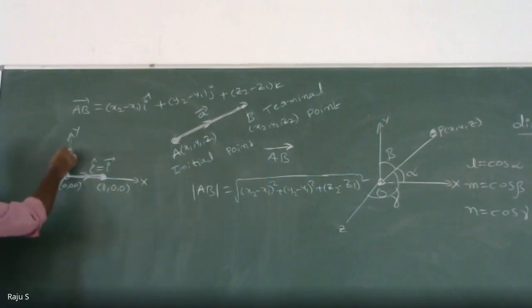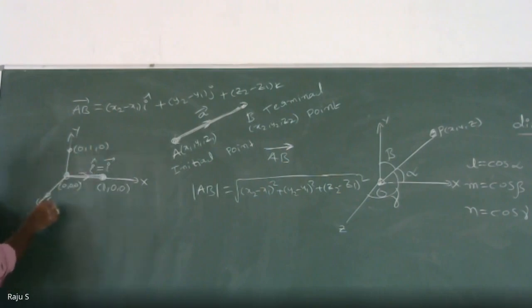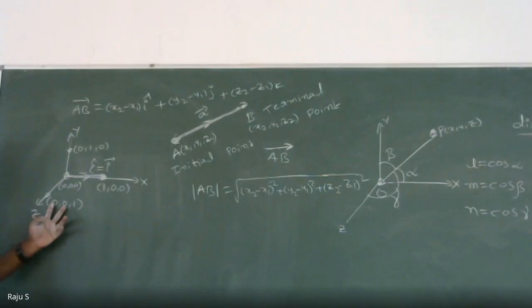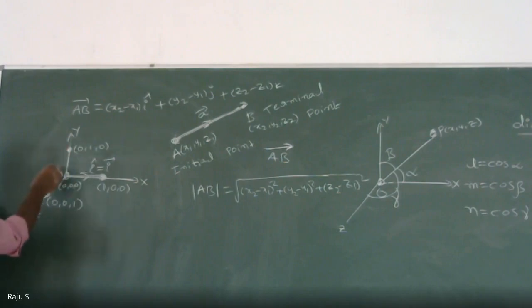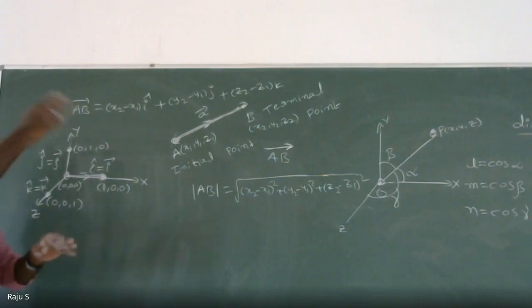In the same way, on the y-axis the point is (0, 1, 0), and here (0, 0, 1). On the z-axis, both x and y values are 0. So on the y-axis with a 1 unit distance, the vector can be written as j cap, which is equal to the j vector. In the same way on the z-axis, k cap is a unit vector, or the k vector. Fine, i, j, k are the unit vectors along the x-axis, y-axis, z-axis.